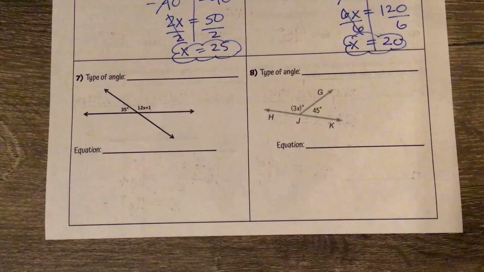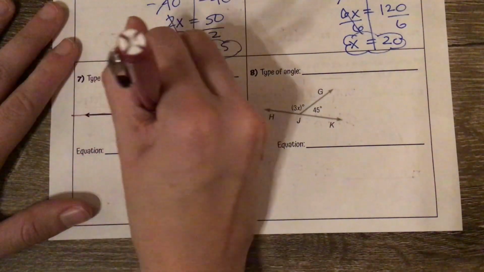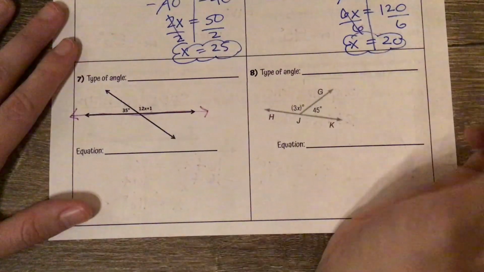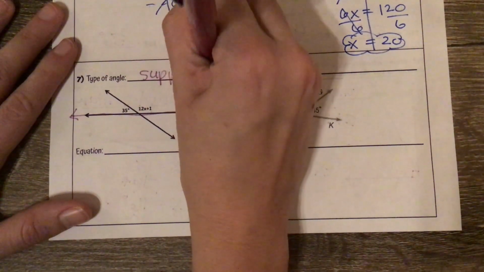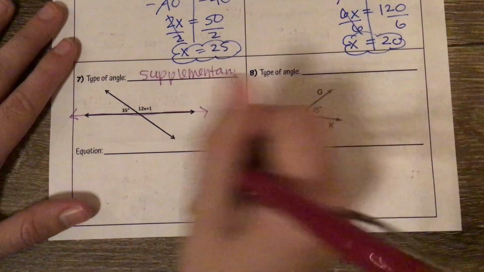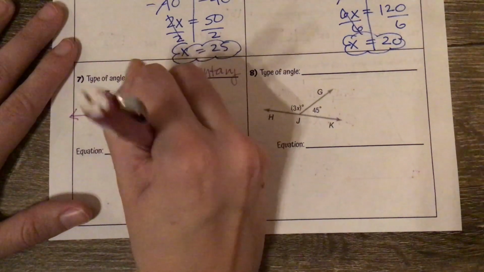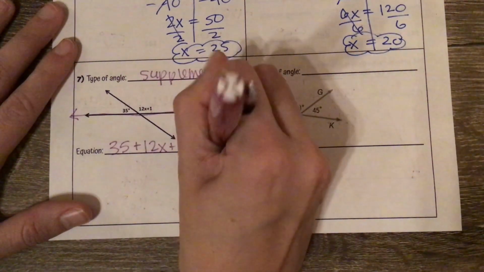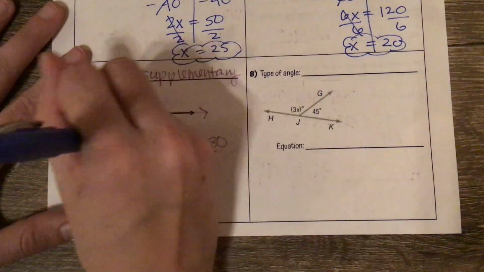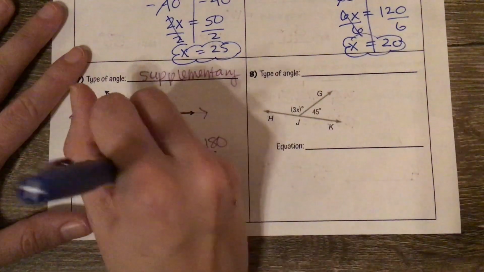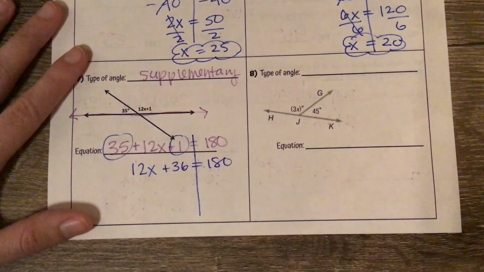Number 7 can look a little bit trickier because we've got this line extending, but really we just have this line right here with those two values. So it forms a straight line, so they are supplementary. So I'm setting them equal to 180. So 35 plus the other value of 12x plus 1 equals 180. Before I solve, I'm going to combine the 35 and 1. So this really is 12x plus 36 equals 180.